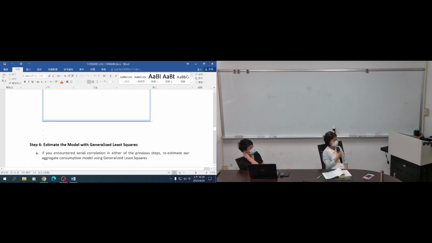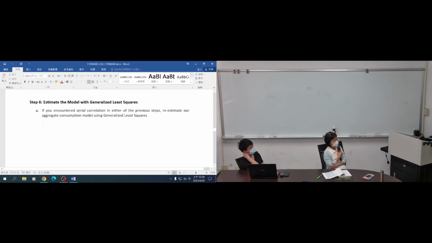All right, and this is the GLS test, the estimated model.